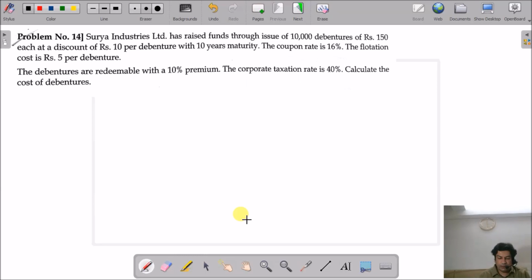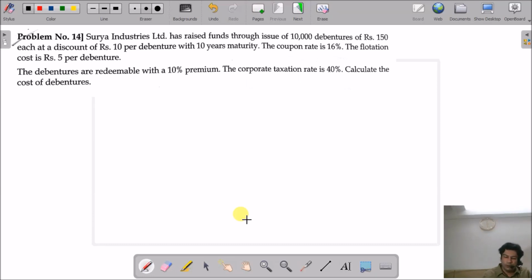Surya Industries Limited has raised funds through an issue of 10,000 debentures of rupees 150 each at a discount of rupees 10 per debenture with 10 years maturity. The coupon rate is 16%. The flotation cost is rupees 5 per debenture. Then the debentures are redeemable with 10% premium, and the corporate taxation rate is 40%. Calculate the cost of debentures.